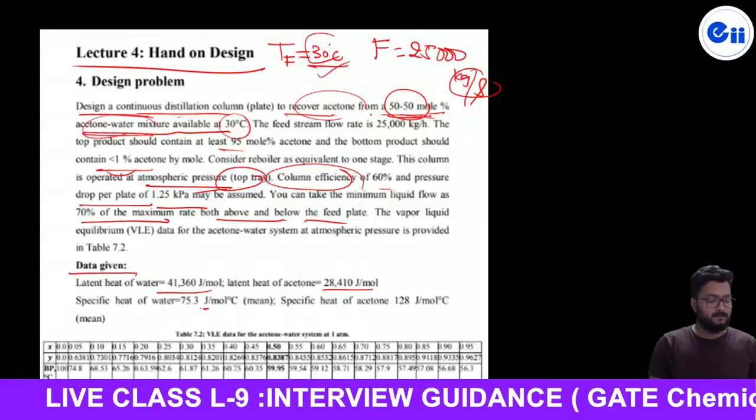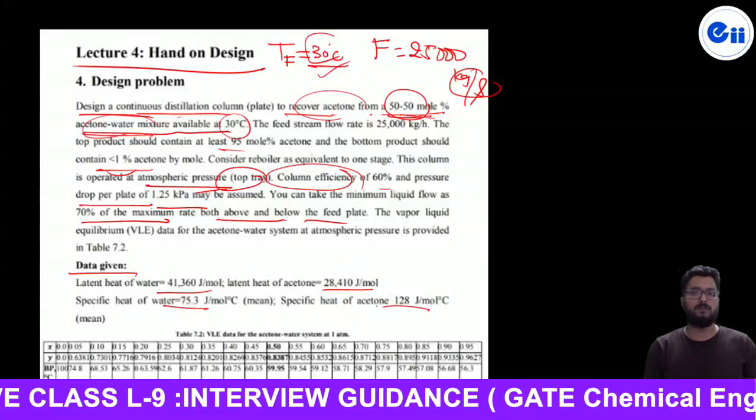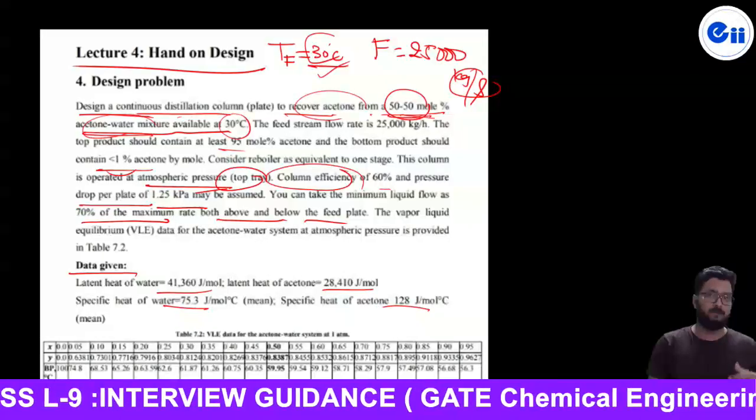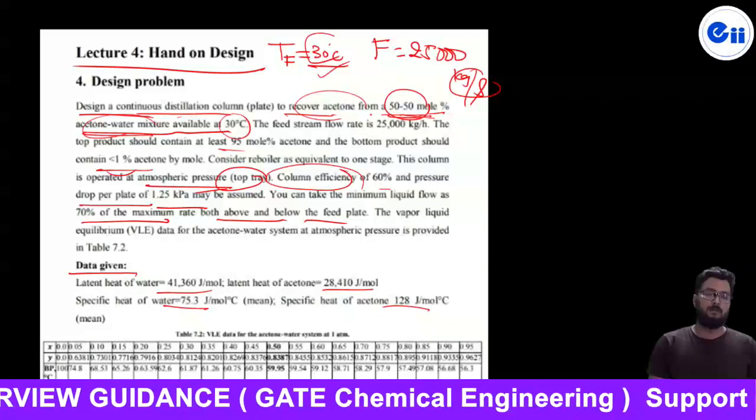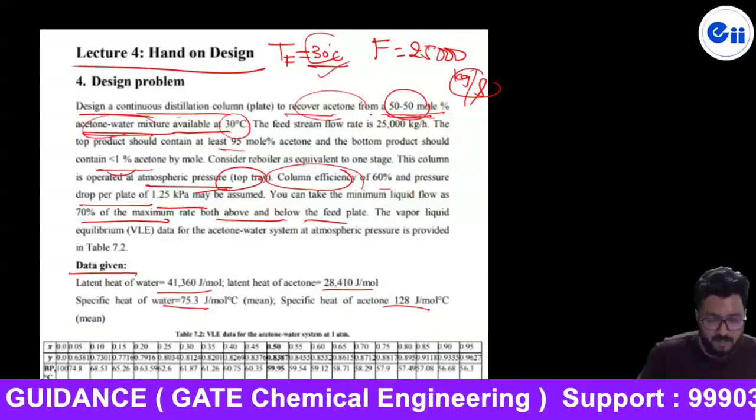And the specific heat of the water and the specific heat of the acetone is also given. And if you want to go for the mean specific heat of the mixture, then obviously summation xi into CPi. ये हमने इस प्रोसेस कैलकुलेशन में पढ़ाया हुआ है ऑलरेडी.